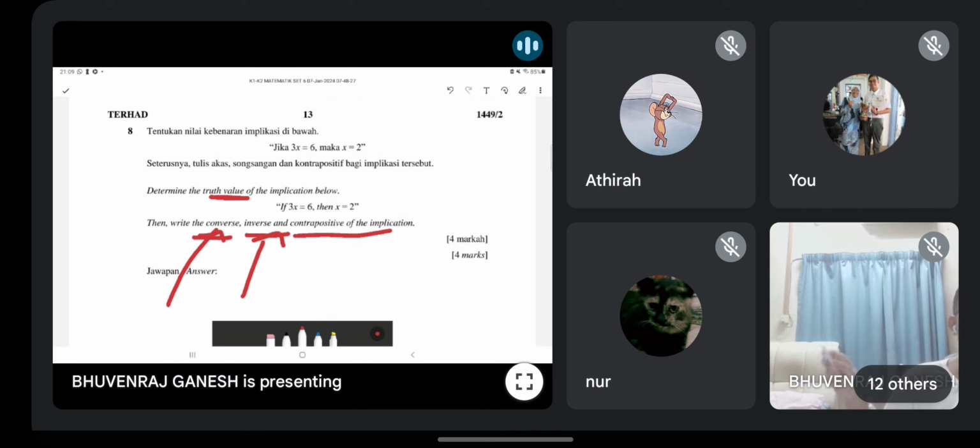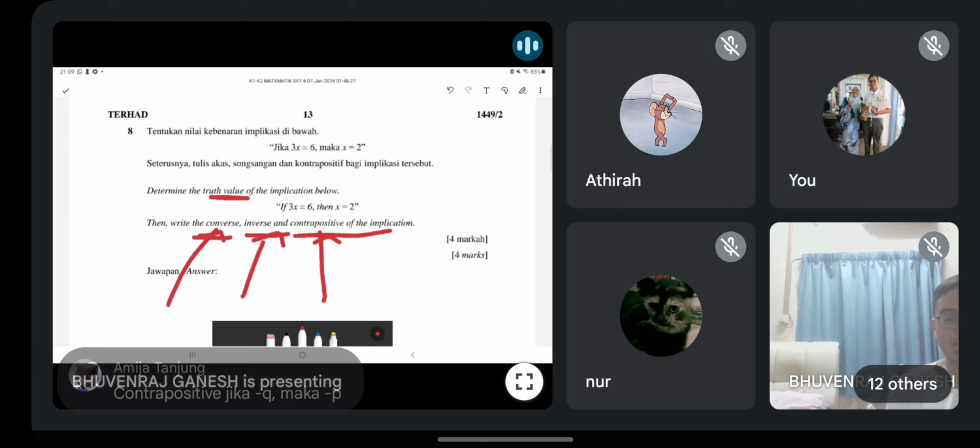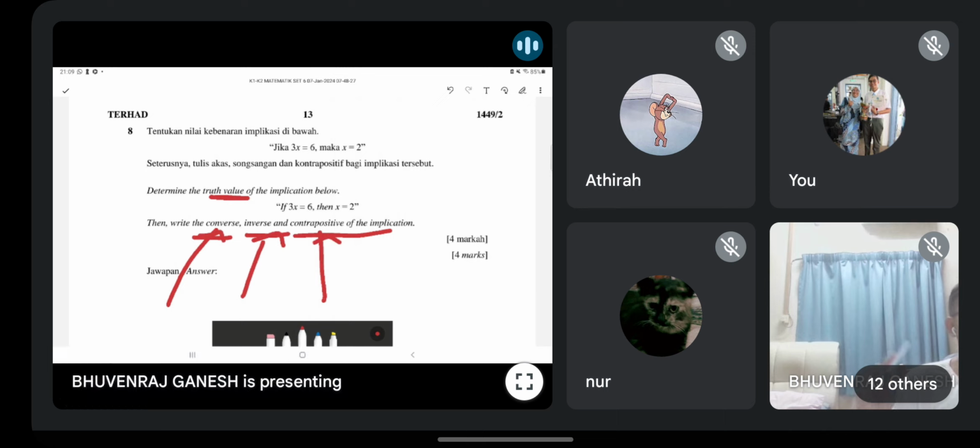If 3x not equal to 6, then x not equal to 2. So, kontra positif guys, macam mana? Yes, very good. Okay, negate Q, negate P. Okay, maksudnya if x not equal to 2, then 3x not equal to 6. Jika x tak sama dengan 2, maka 3x tak sama dengan 6.